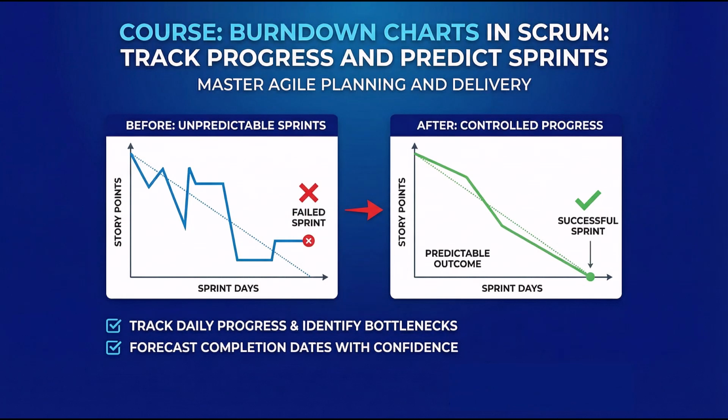Let me show you a real transformation. Before, a tax collection enforcement team showed the flatline pattern for 3 sprints. Their burndown barely moved until the last 2 days, then showed a hockey stick drop.